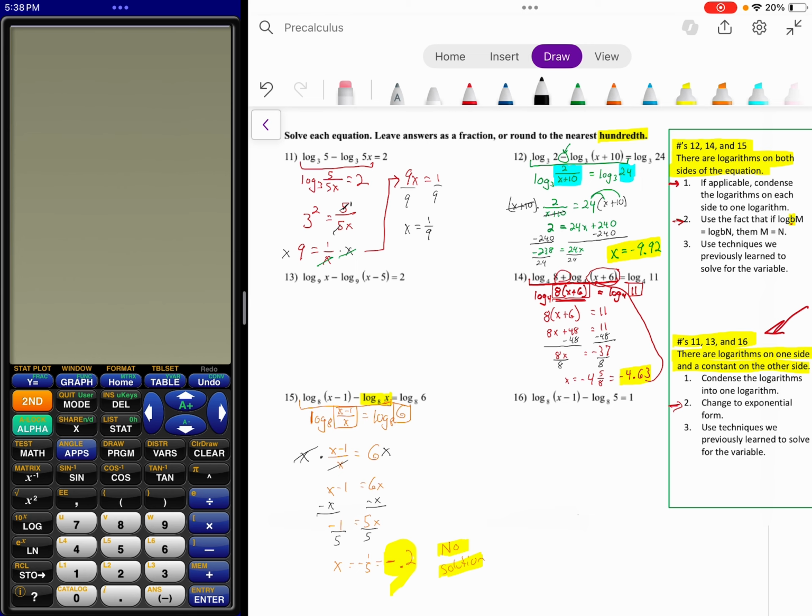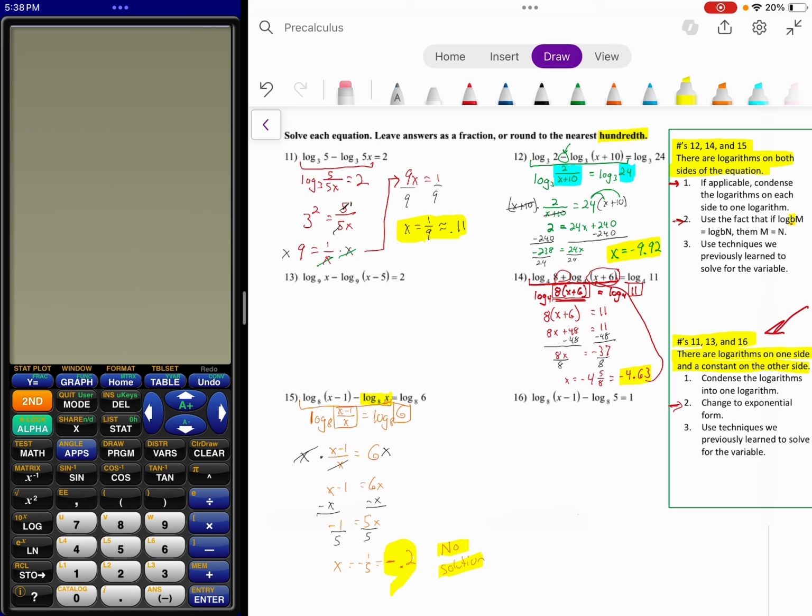Which that's a great answer. It says leave answers as a fraction or round to the nearest tenth. 1/9, we can just leave it like that if you wanted to. That is 0.1 continuing, so 0.11. All right, on to number 13.